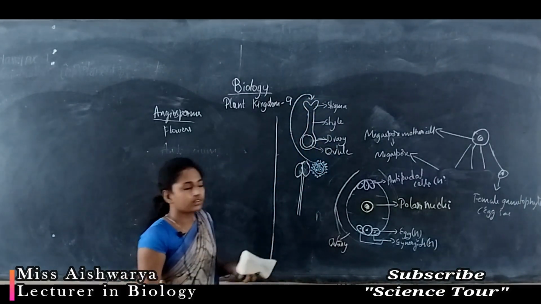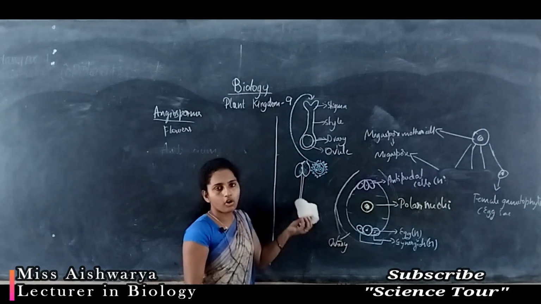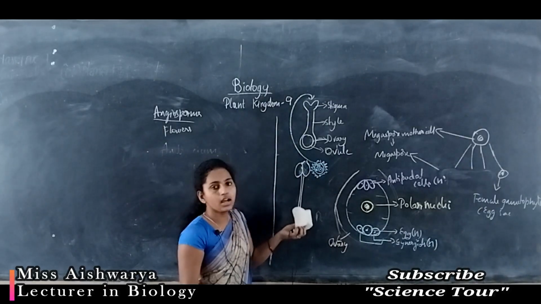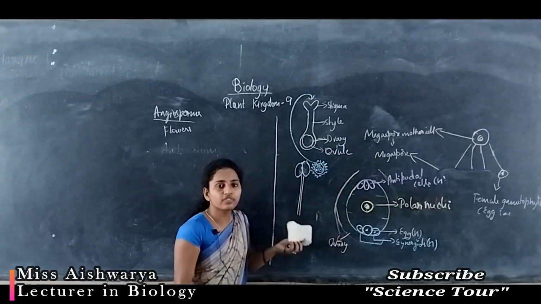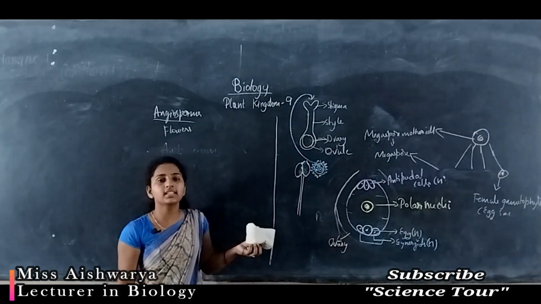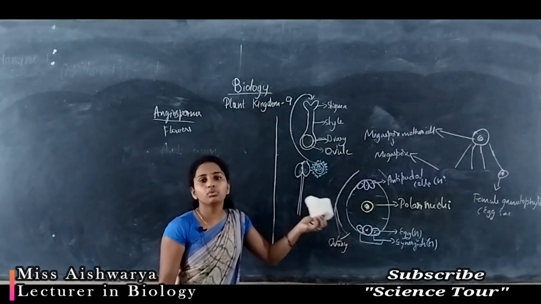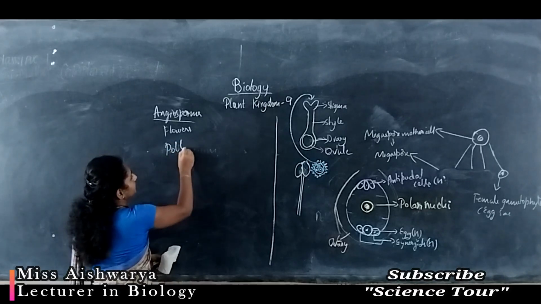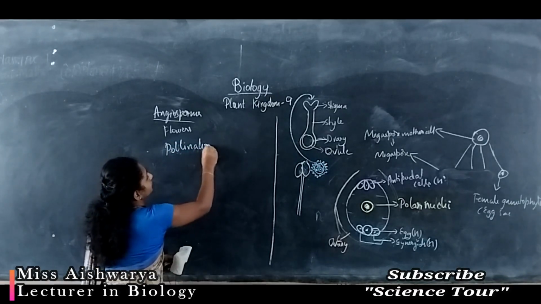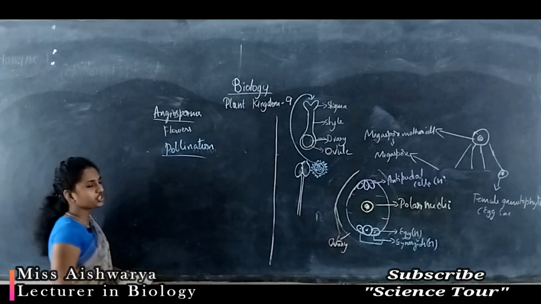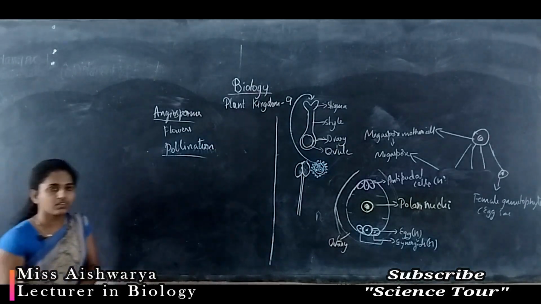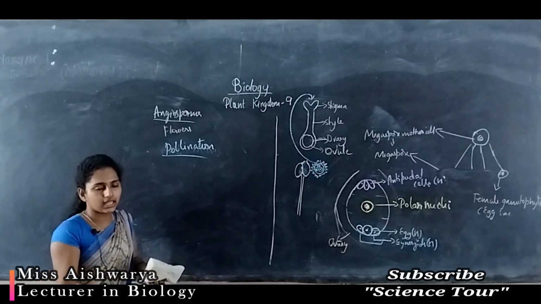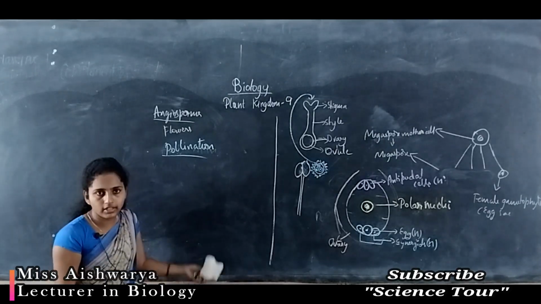the another flower or same flower. The process of transfer of pollen grains from anther to stigma, that process will call it as pollination. What is pollination? Pollination means the process of transfer of pollen grains from anther to the stigma. That process we'll call it as pollination.